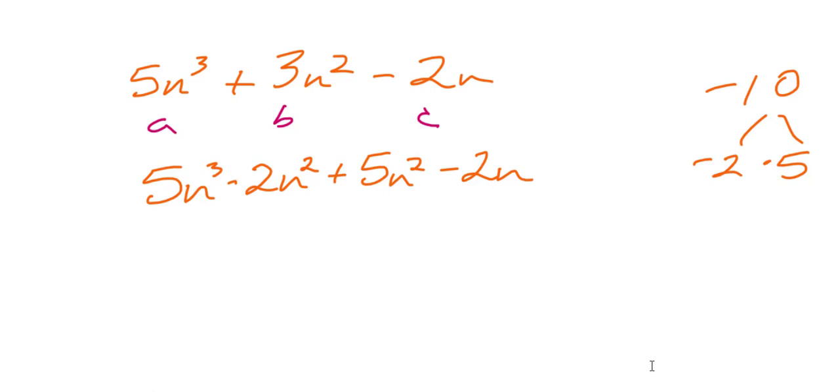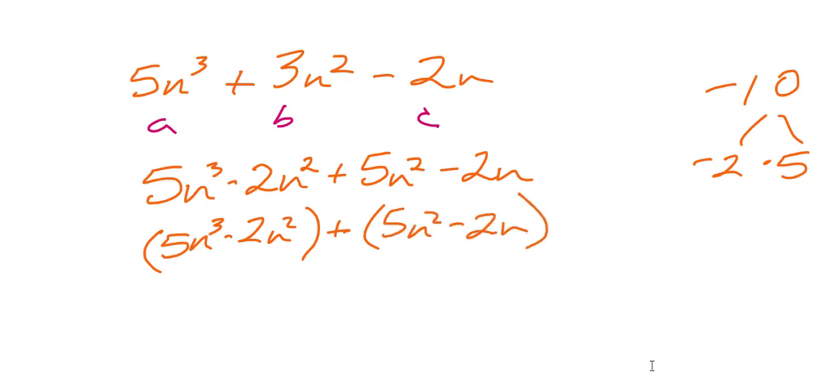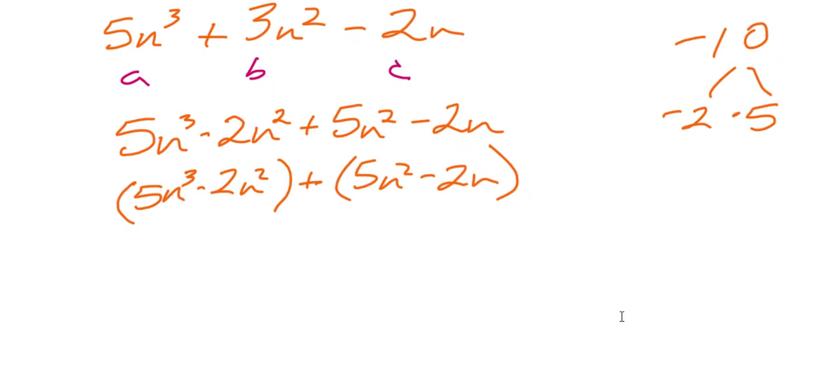Now, I was going to skip a step. Let's just do this. 5n cubed minus 2n squared, and then plus 5n squared minus 2n. So this is what we have now. So let's go ahead and factor the first one. If you look, we have n to the power of 3 and n to the power of 2. So I can take at least 2 n's out of it when I factor it out.